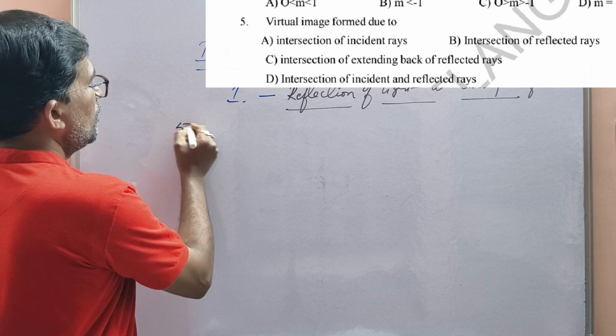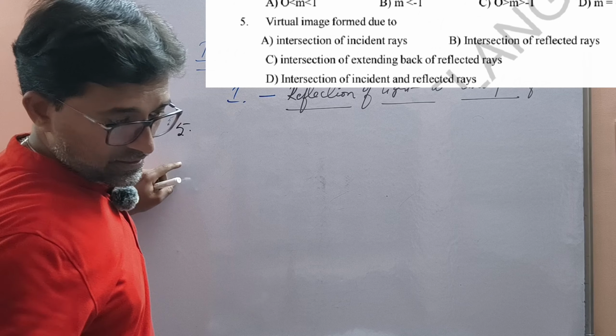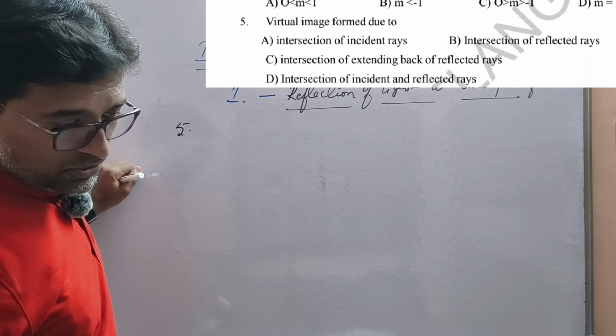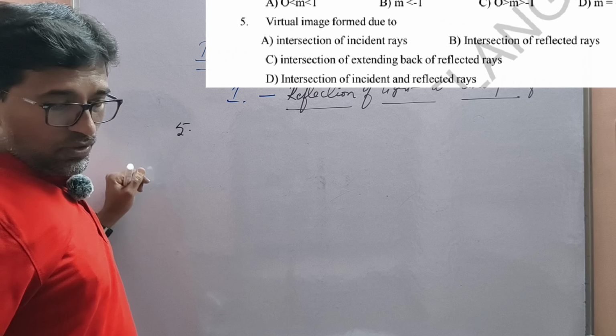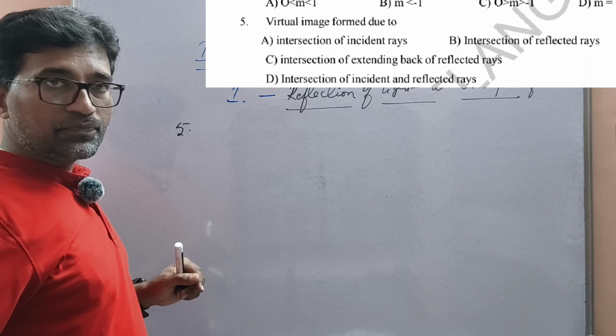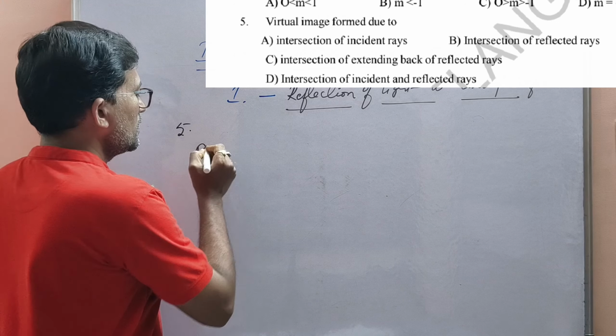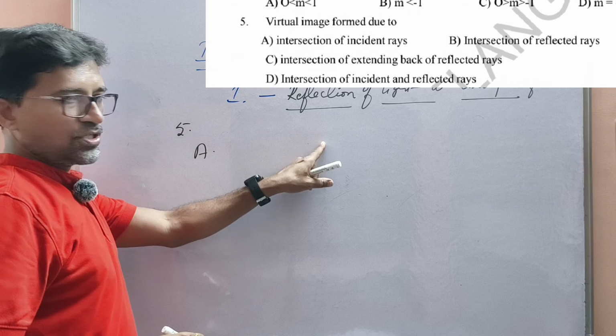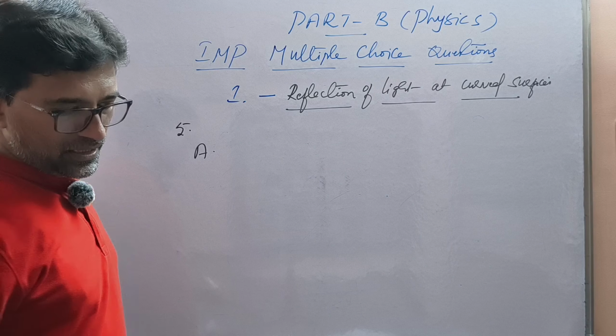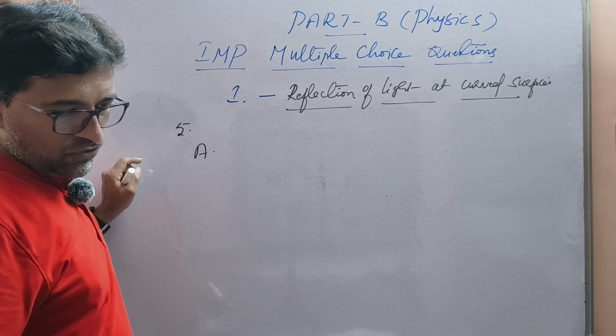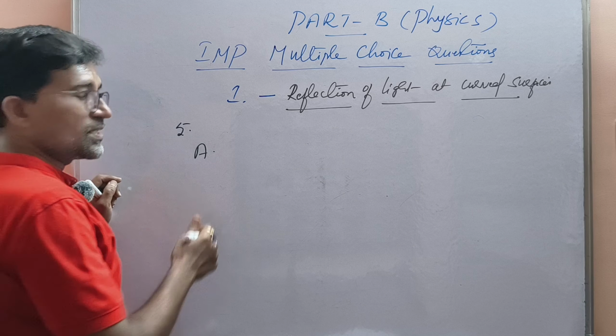Now the fifth part is, see the question: virtual image is formed due to. For the fifth question, I am not writing the question on the board because the question will be displayed.